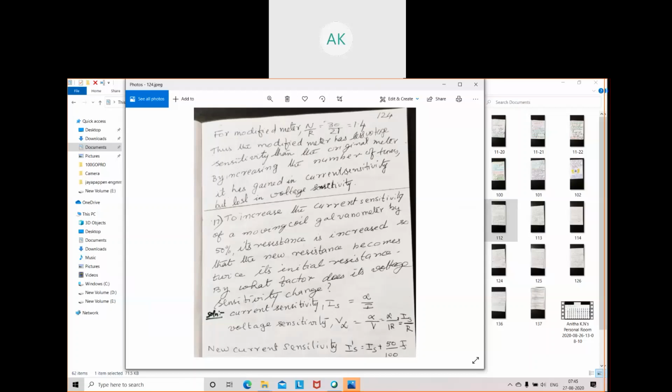This is also one important point. By increasing the number of turns, it has gained in current sensitivity but lost in voltage sensitivity. Very important point. It is not necessary that when current sensitivity increases, the voltage sensitivity also increases. Don't think like that. Here, in this problem, we have seen the current sensitivity is increased, but voltage sensitivity is reduced.